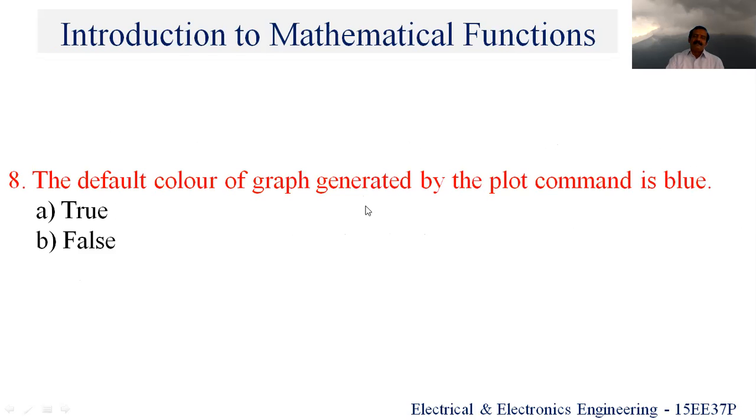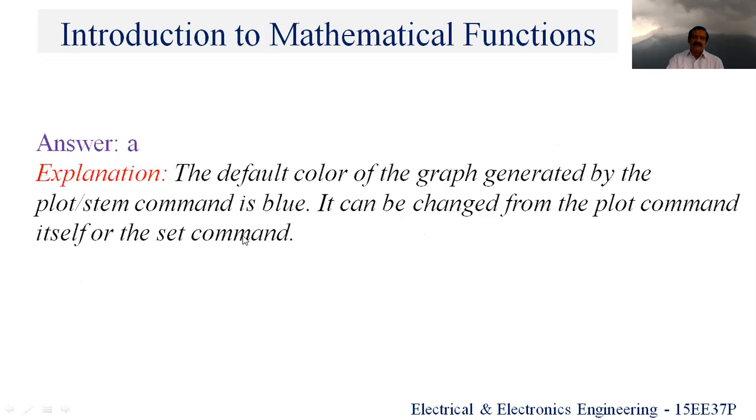The default color of the graph generated by the plot command is blue. You know the default, I told you in the last class. It is true. The default color of the graph generated by the plot and stem commands is blue. It can be changed from the plot command itself or the set command. When you plot multiple plots, you may get different colors.